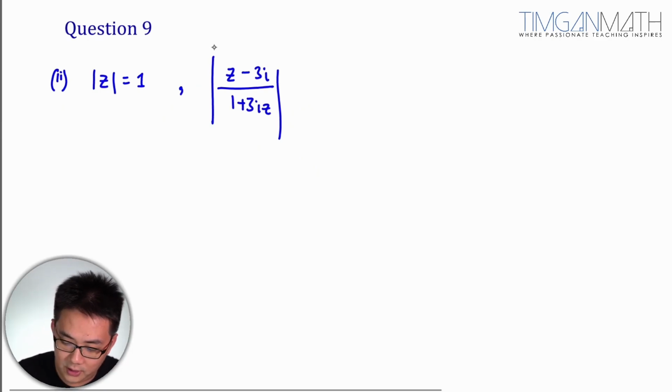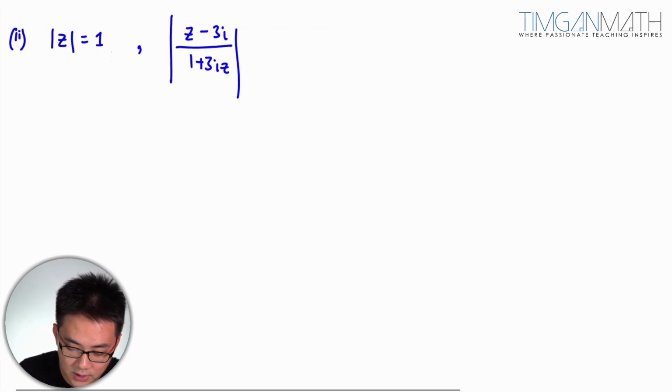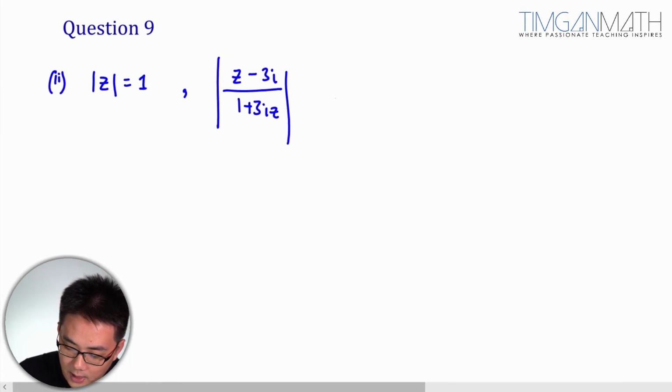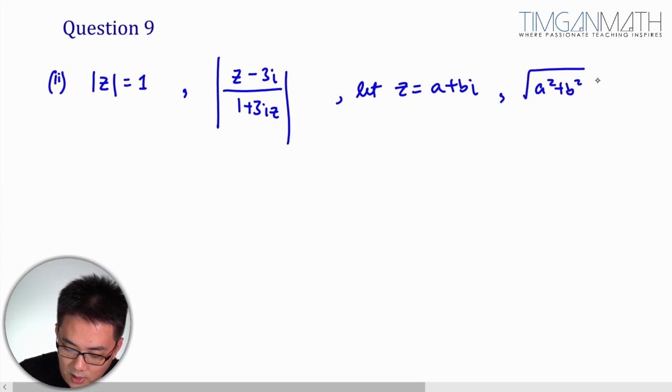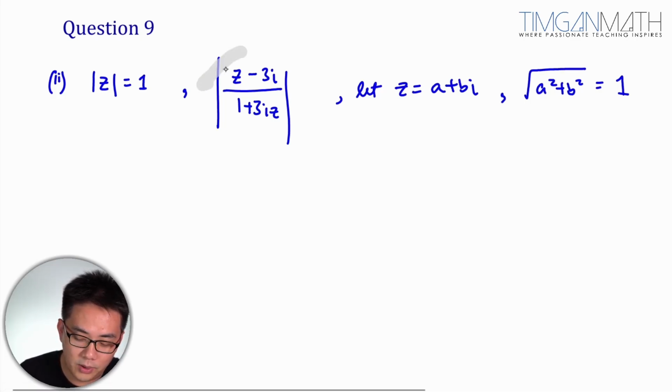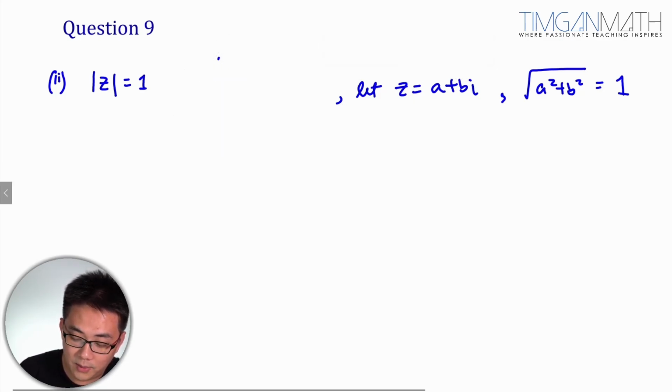There are a few ways of doing it actually. So we just write down what we already know. We know that mod z equals 1. In other words, I'm just going to let z equal a plus bi, because if I were to use exponential form, this is going to be a bit difficult. Because mod z is 1, I know that the modulus of the square root of a square plus b square is equal to 1. So right away I know that this is likely going to be a manipulation question, right?